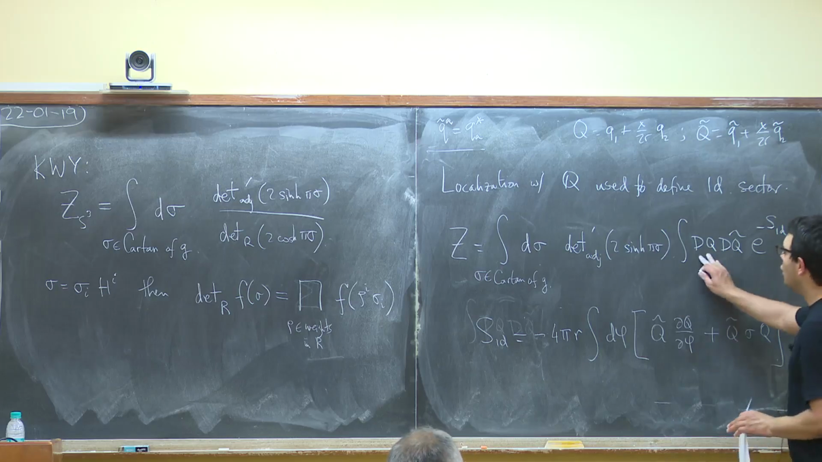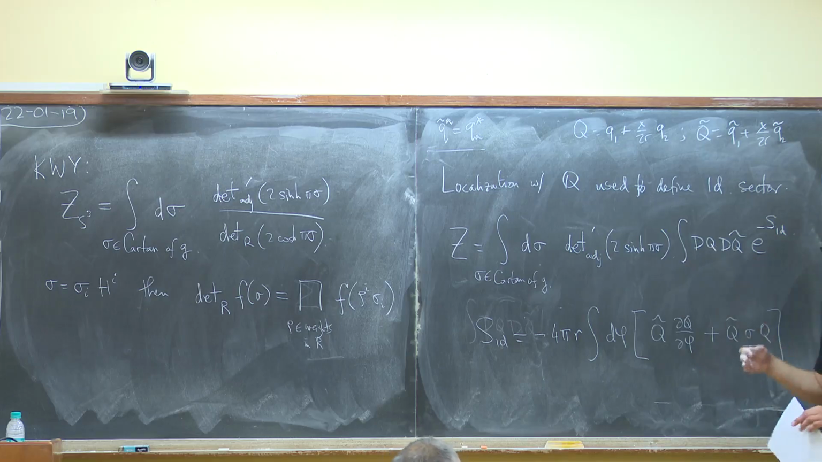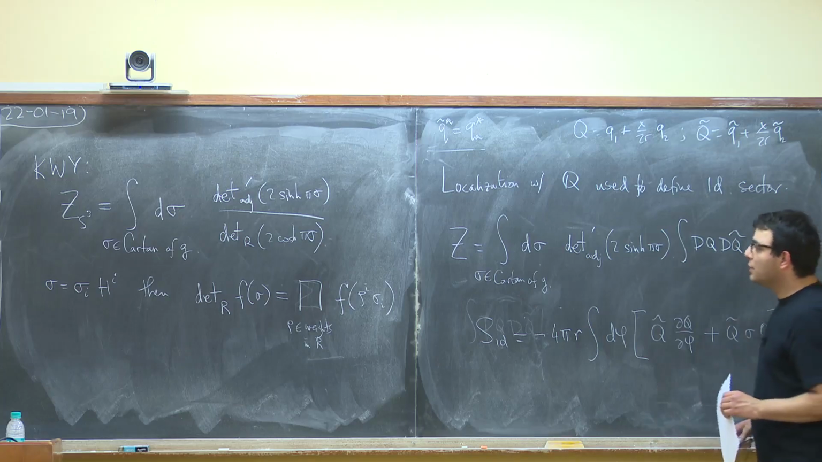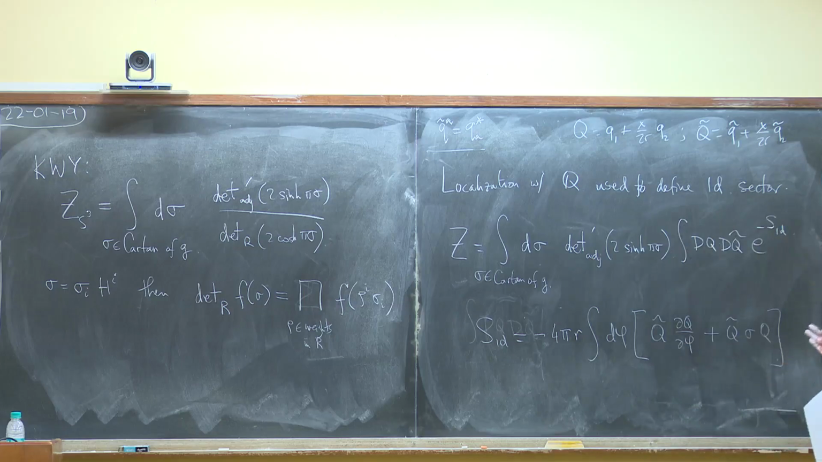By the way, there's a subtlety here. The integration is not over independent values of Q and Q tilde. It's over a half-dimensional subspace in the space of complex Q and Q tilde. But that's not going to be important at all. Sigma is not a field. Sigma is just numbers. So this is like a Gaussian theory of Q and Q tilde coupled to a matrix model.